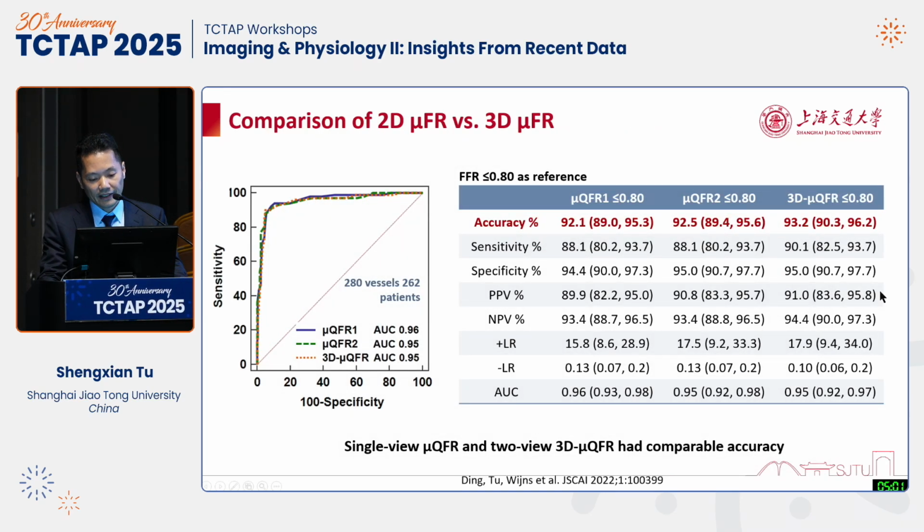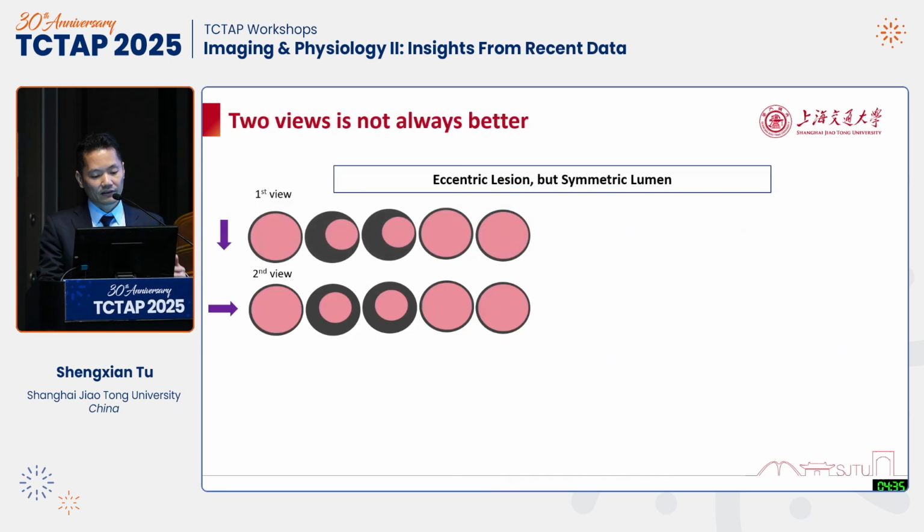We compared the single view with the two-view solution, and in this study we saw that the single view is as good as the two-view solution. One of the reasons is that theoretically, if you add the second view, it will be better. However, in practice, the second view is less optimal than the first view, so sometimes it compromises the result by including a suboptimal angiographic projection. Another technical reason is that in most cases you will have an eccentric lesion. I think if you analyze IVUS, more than 80 or 90% are eccentric lesions. But it does not mean that the lumen is asymmetric. Actually, in many cases, you have an eccentric lesion, but the lumen is symmetric.